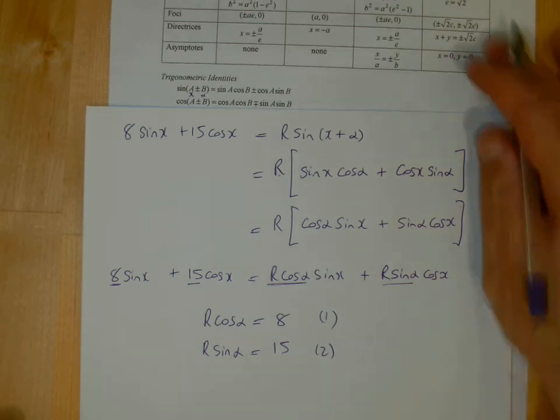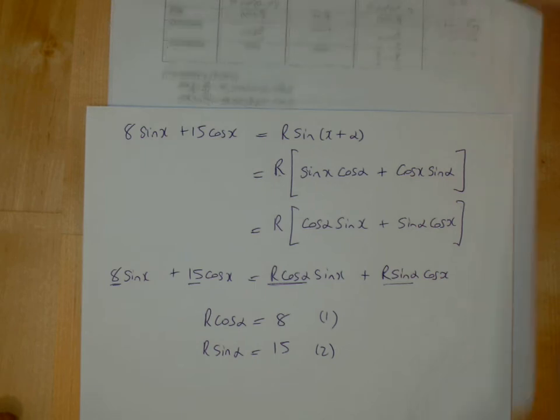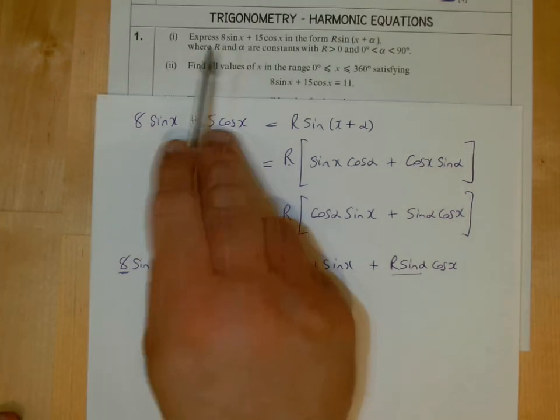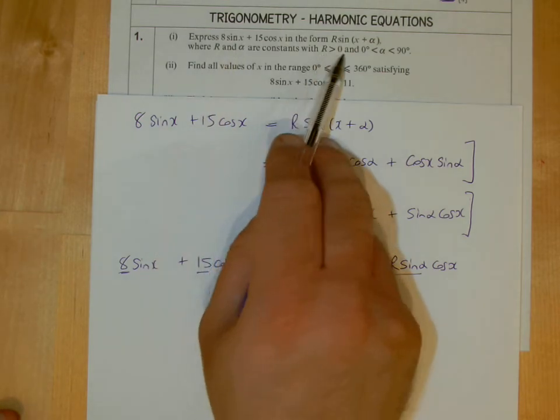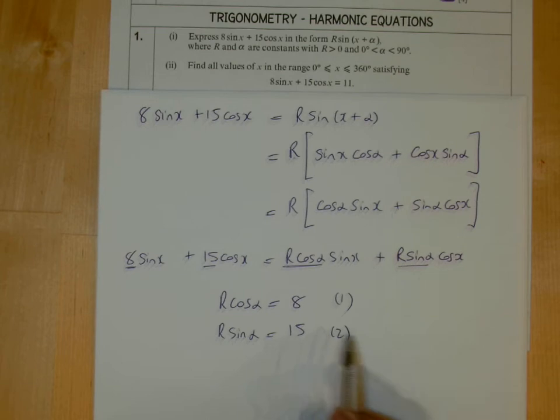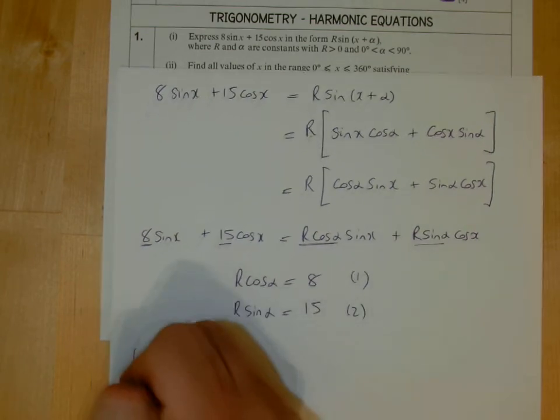Okay. Now to get this part A answered, we need to work out what r and alpha are, right? So that's the idea here. So r's got to be greater than 0, alpha's got to be between 0 and 90. So what I do is, first of all, I work out what alpha is. That's really easy. So I'm going to do 2 divided by 1.